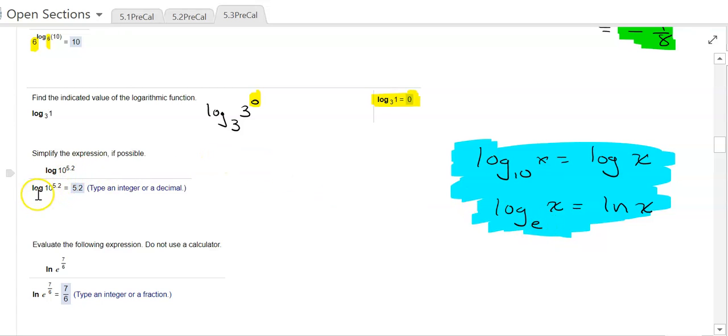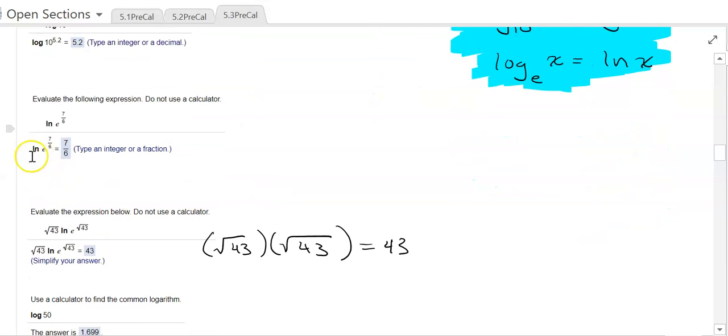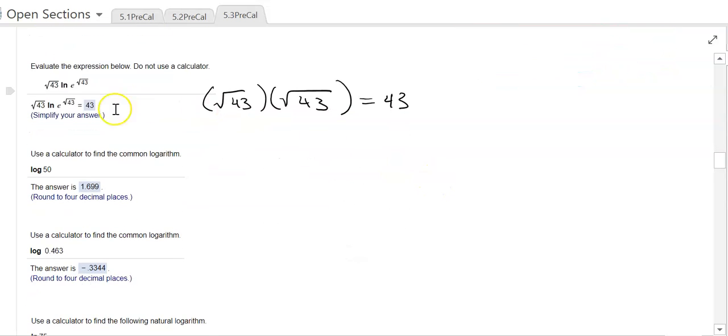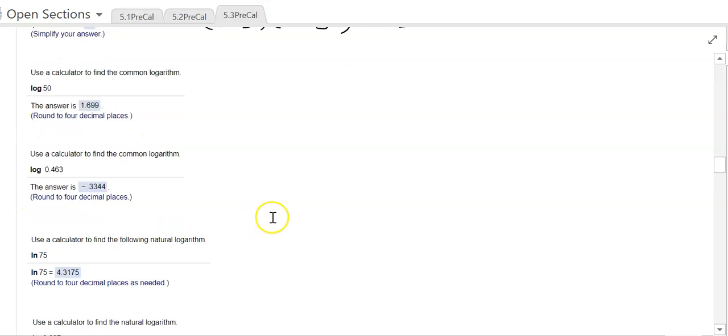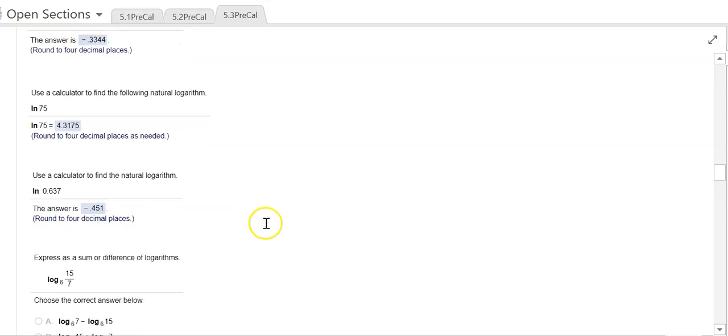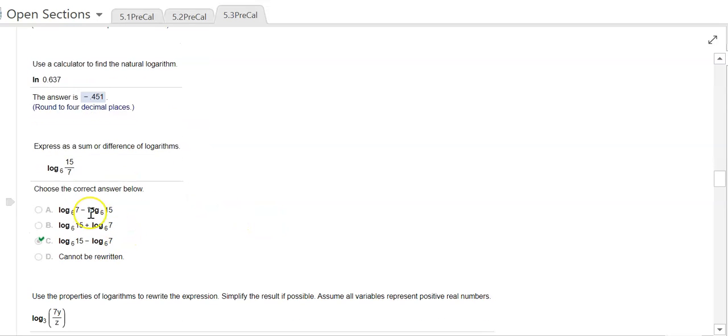And then same principle here, log base 10 of 10 is equal to that exponent. Same thing here, log base e of e is equal to that exponent. Log base e of e to this power, we have to multiply these two to get 43. So one thing we can do is just simply plug this into our calculator. Log of 50, log of 0.463, natural log of 75, and so on and so forth.